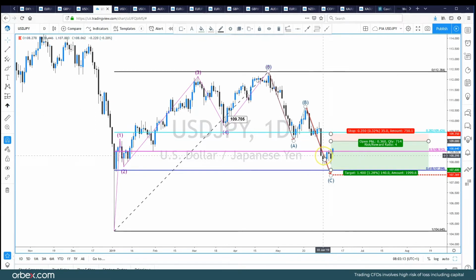We've seen that overnight push higher. We still think that this ABCD formation is going to play out. We have seen some buying interest between the 50 and 61.8% Fibonacci level.